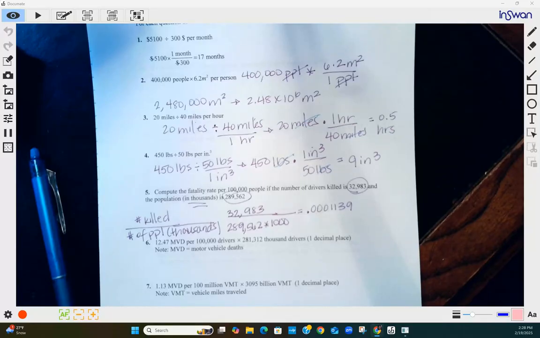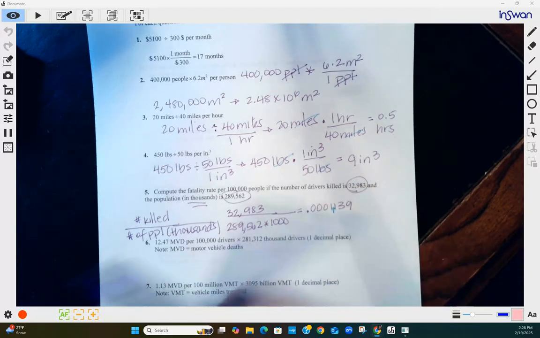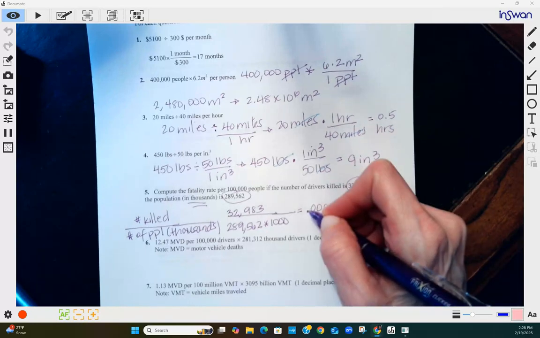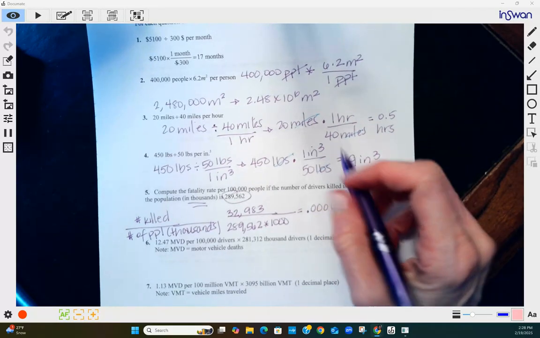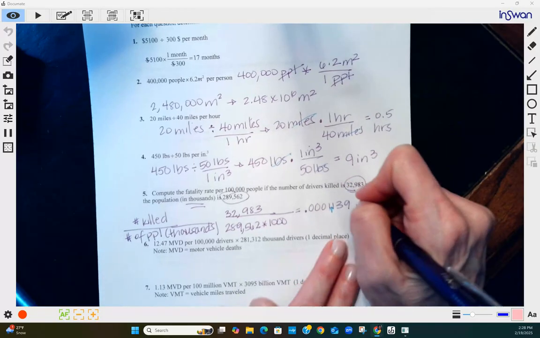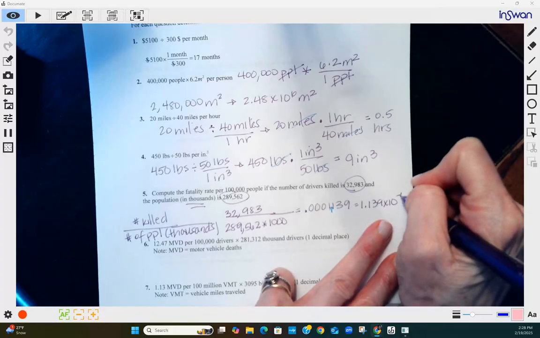So we talked about how Excel would change that to scientific notation. When you do scientific notation, you always want the decimal after 1 digit, so it would get moved back here, and we'd have to move it 1, 2, 3, 4 spots. And it's a small number, so this is the same as 1.139 times 10 to the negative 4th power.